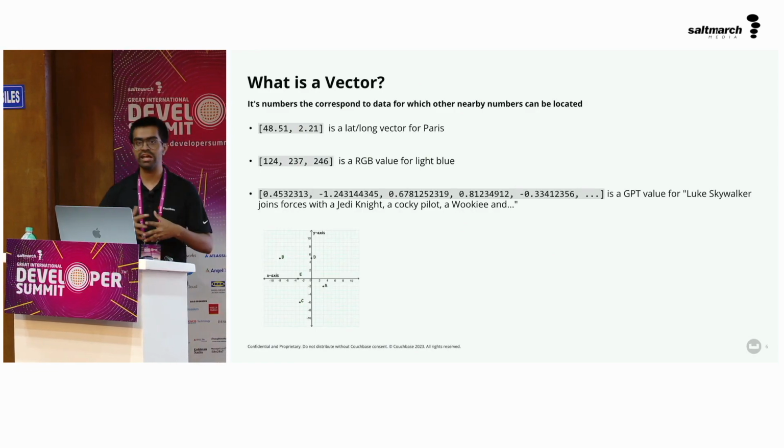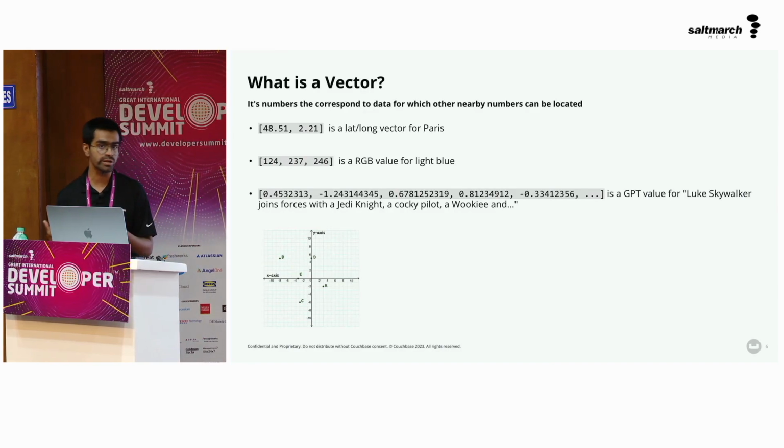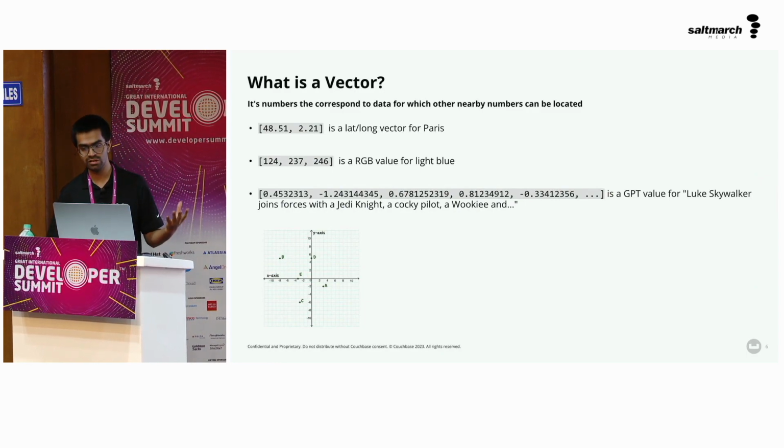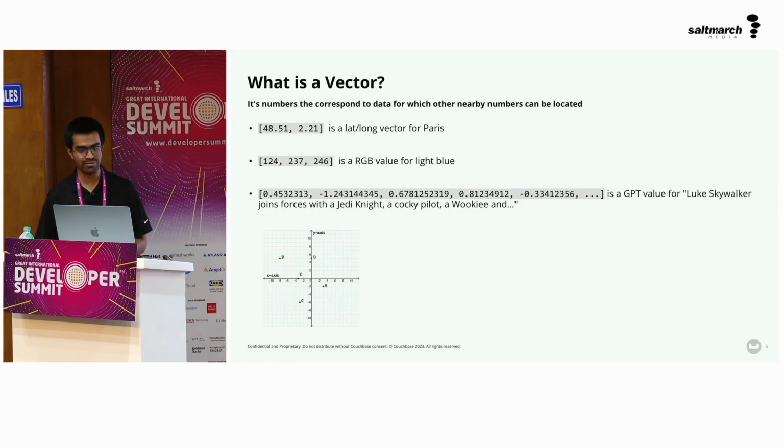Here you have this really long array that contains multiple values. These are decimal or floating point numbers. And this is essentially a GPT value for Luke Skywalker joins a Jedi Knight and a Wookiee. So, I mean, this is a reference from Star Wars. But what you see is that this long array is nothing but a semantic representation of the data.